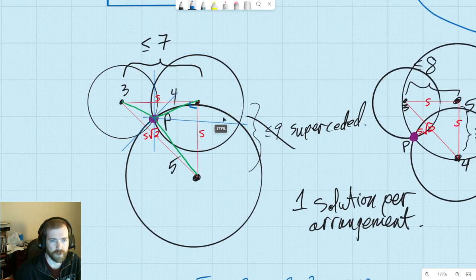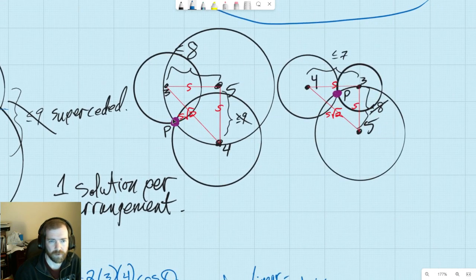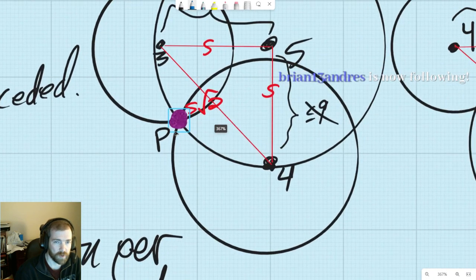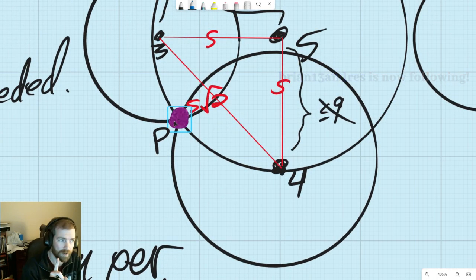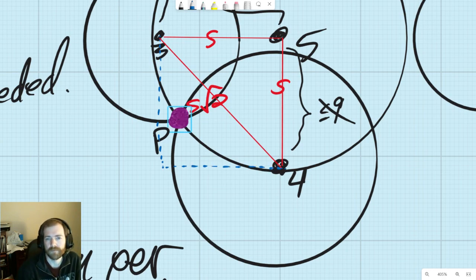So with the 4 in the middle, that's our P. With the 5 in the middle, this is our P, which is still within the square, but outside of the triangle that denotes half the square. So I'm going to end up with this one.